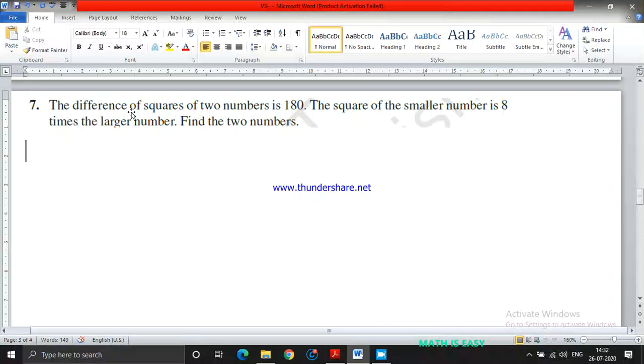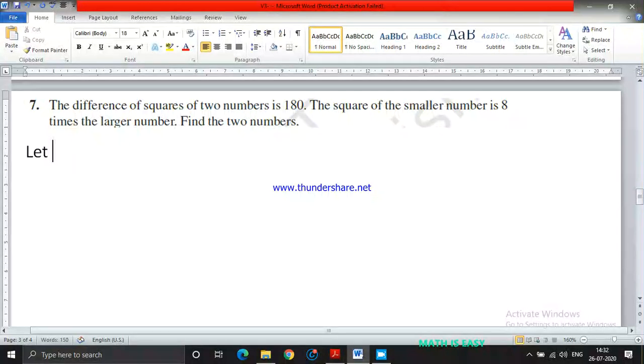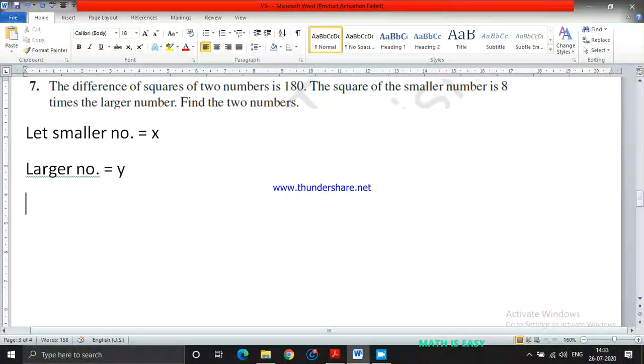Next, the difference of the squares of two numbers is 180. The square of the smaller number is 8 times the larger number. So here I want two numbers. Let the smaller number be x and the larger number be y. I have taken smaller as x and larger as y.